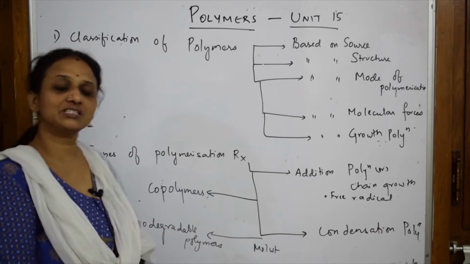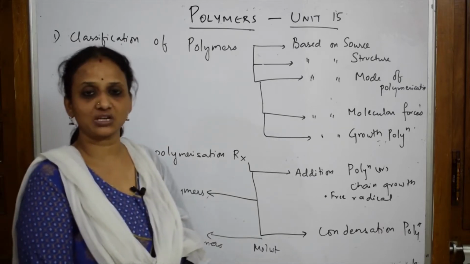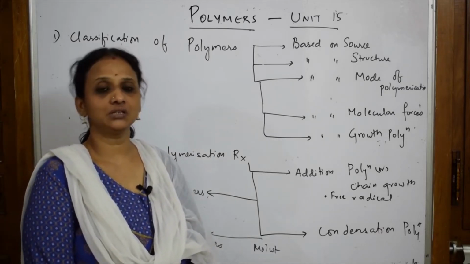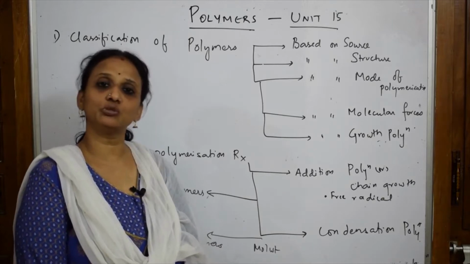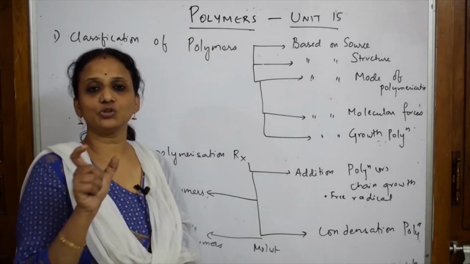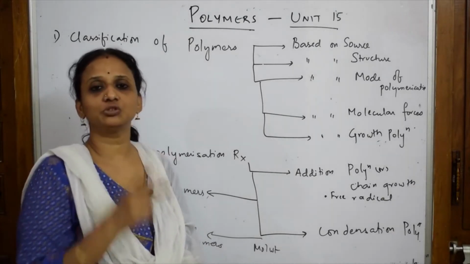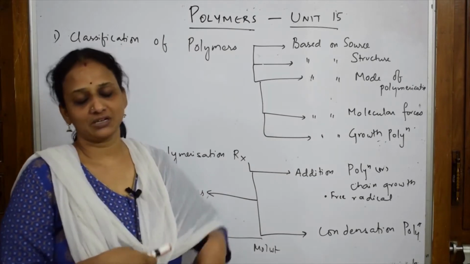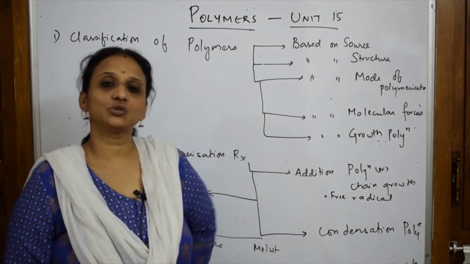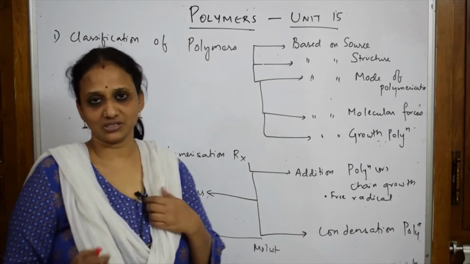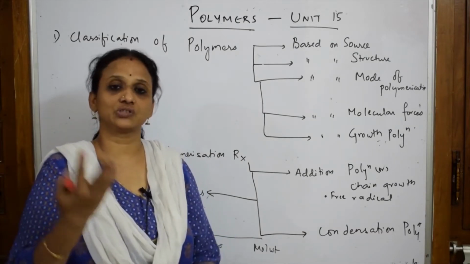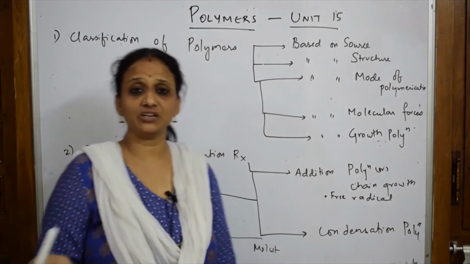Basically from this chapter you'll be getting two types of questions. They will give you the polymer, and you need to write the monomeric units. They will give you the whole polymer compound, and you need to write both the monomers, two different units. That is one type. Or they may ask you what are biodegradable polymers, or they may ask you the uses of any of these compounds.